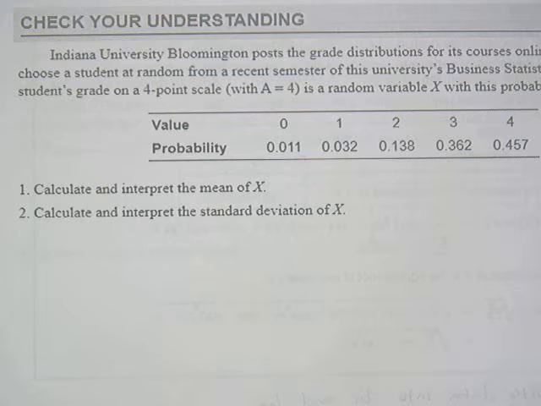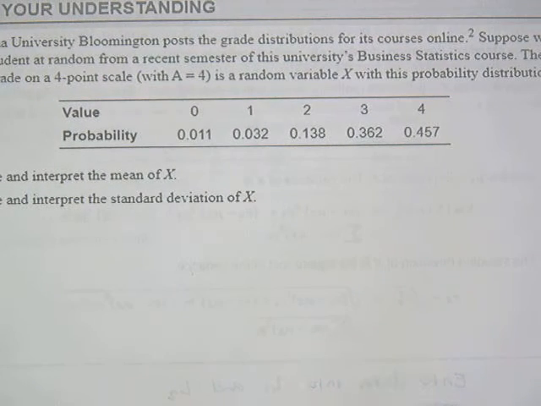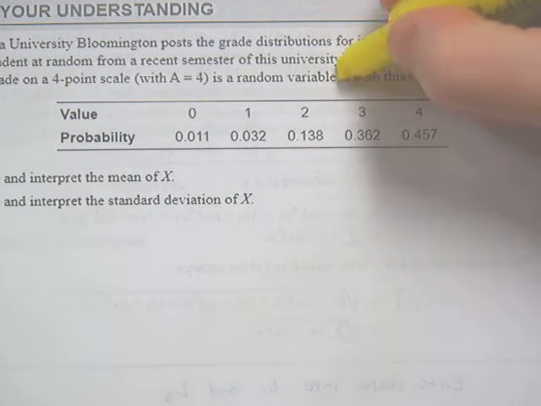Indiana University Bloomington posts the grade distributions for its courses online. Suppose we choose a student at random from a recent semester of the university's business statistics course. So specifically, that's who we're looking at: students in the business stats course. The student's grade on a 4-point scale, think of it like a GPA, where A is a 4, is a random variable X.